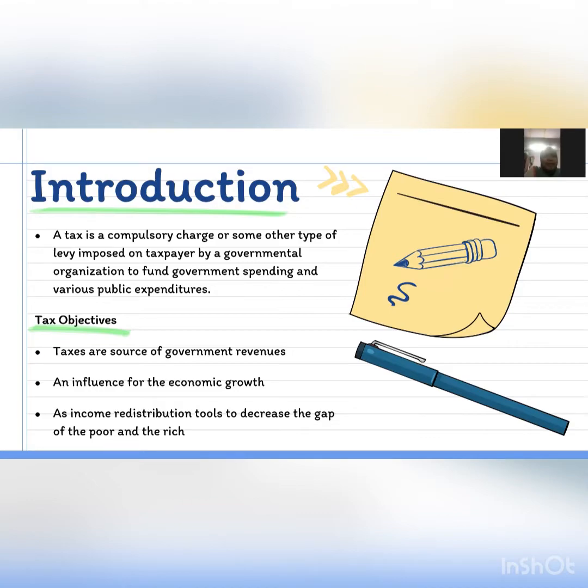A tax is a compulsory charge or some other type of levy imposed on a taxpayer by a governmental organization to fund government spending and various public expenditure. The tax objective is that taxes are a source of government revenue and influence economic growth, acting as income distribution tools to decrease the gap between the poor and the rich.